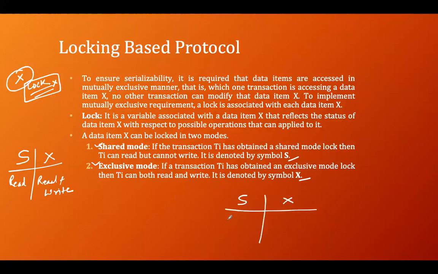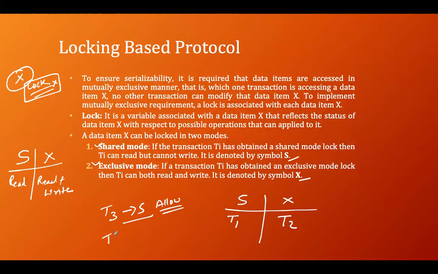Okay, if a transaction is there and it has, let's say transaction one has shared lock, let's assume that transaction two has exclusive lock. Let's say transaction three came with a request of shared lock. Could we allow or we do not allow? We allow. Why? Because to reading the data, there will be no harm at all.